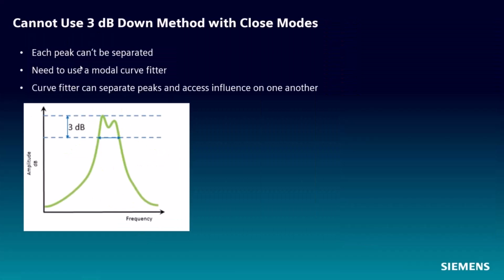This half power method doesn't work with close modes, right? What's the actual contribution of this mode to the damping versus this mode? There's really no good answer to that question, so this half power method falls apart when you have closely spaced modes. Definitely need to use a curve fitter, because the curve fitter can separate the peaks and take a look at the influence of the residuals from each mode on the other.